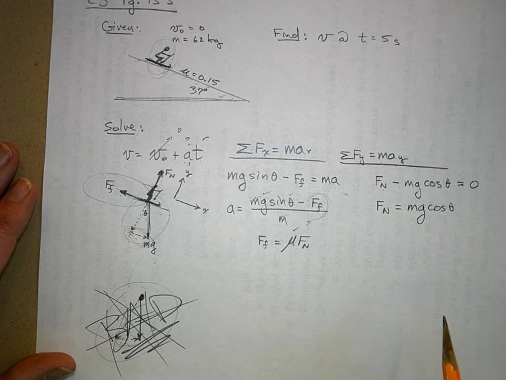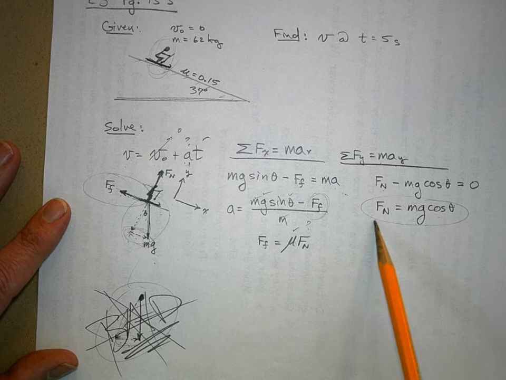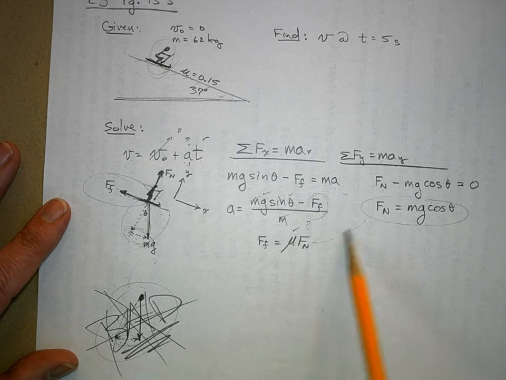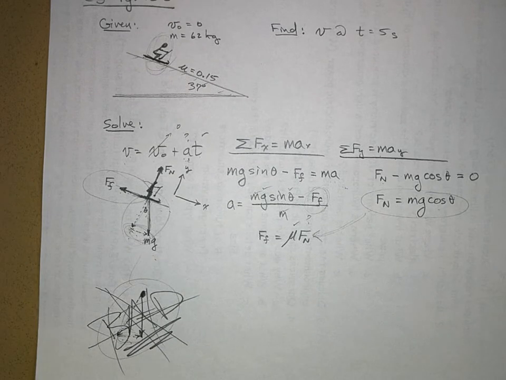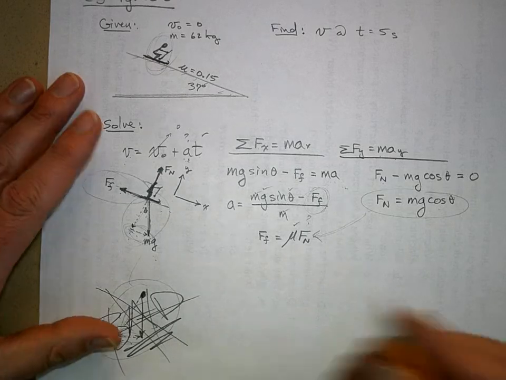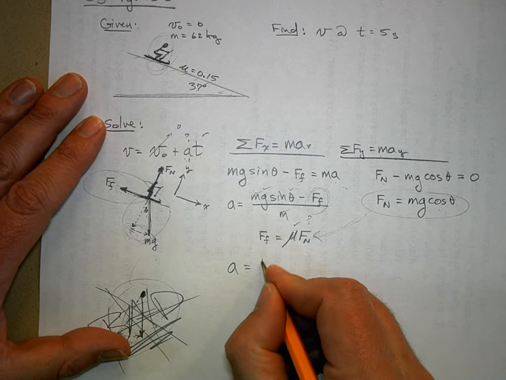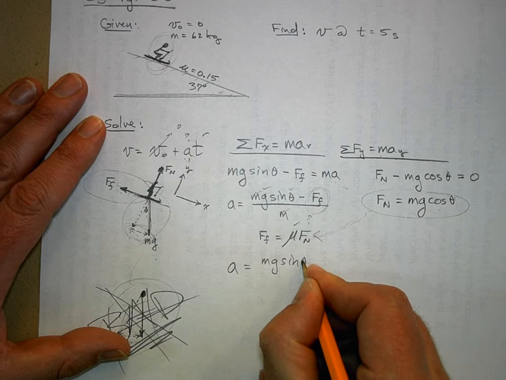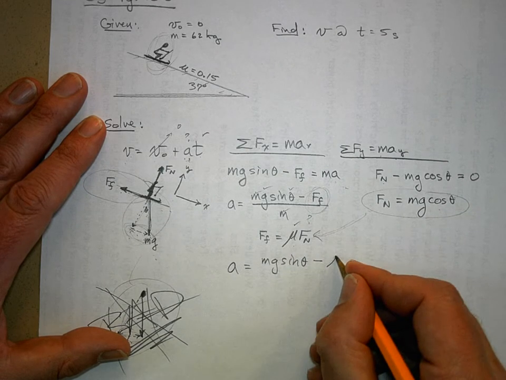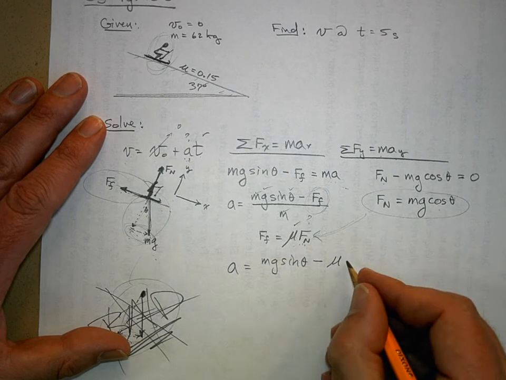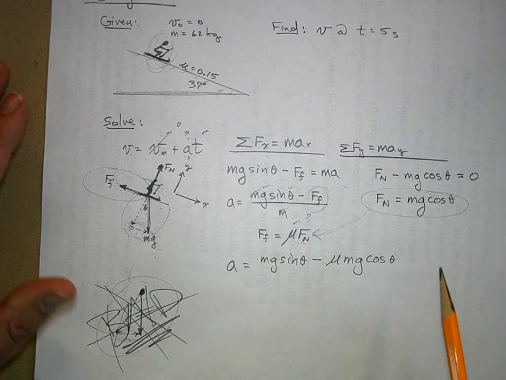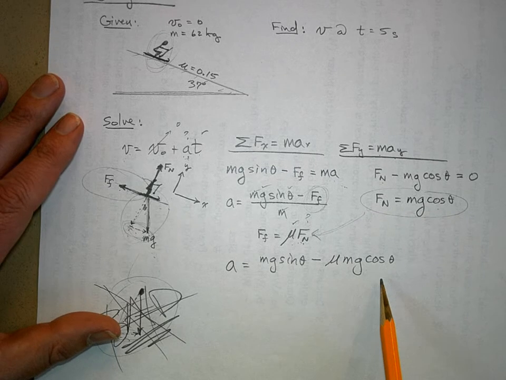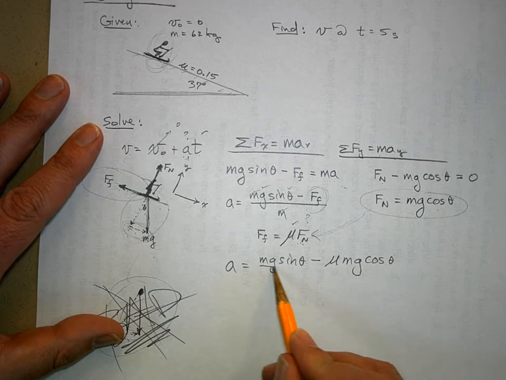That's cool. Now that lets me substitute this into here. But I'm going to do a trick, and you don't have to do it this way. It's the way I'm going to do it because I hate adding. I hate using my calculator. So I'm going to say a is equal to mg sine theta minus the force of friction, which is mu times the normal force, but the normal force is mg cosine theta. And I think that somebody asked me about this part of the problem. So now I'm going to divide this by mass.